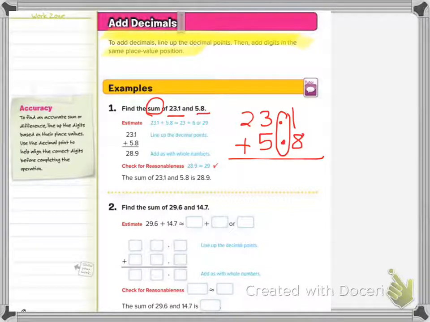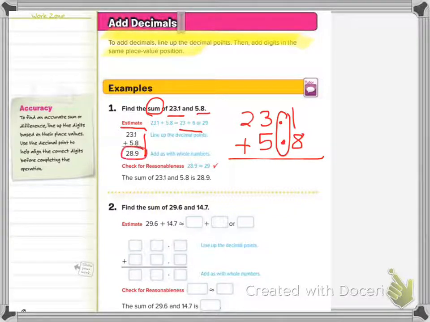So in the example here, you can see that they're lined up, and then they just added straight down. 8 plus 1 is 9, 5 plus 3 is 8, and then 2 plus 0 is 2. Before they began, they estimated to make sure that their answer made sense and had reasonableness. So if we estimate 23.1, that's the same as saying about 23. If I estimate 5.8, 8 is 5 or more, so I'm going to round that up to 6. So if I take 23 plus 6, I get 29.